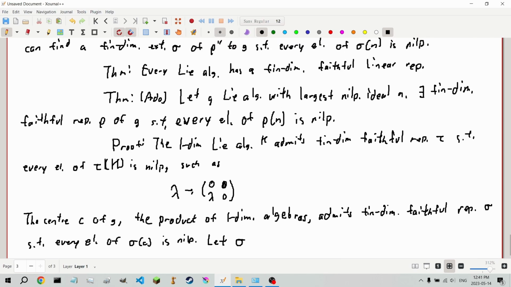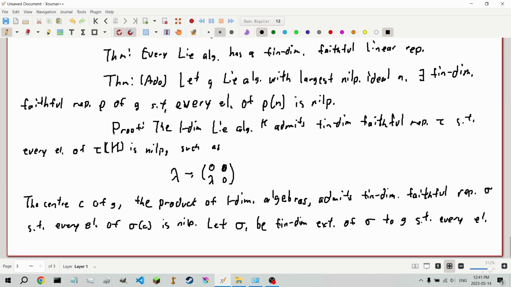Let σ_1 be a finite dimensional extension of σ to G such that every element of σ_1(N) is nilpotent, as we saw above. If k is equal to the kernel of σ_1, then the intersection of k with the center has to be 0.